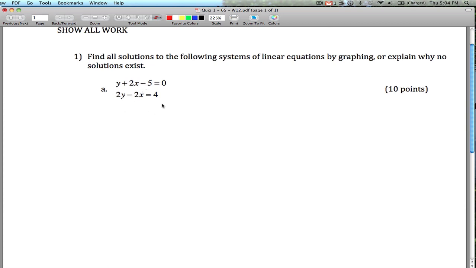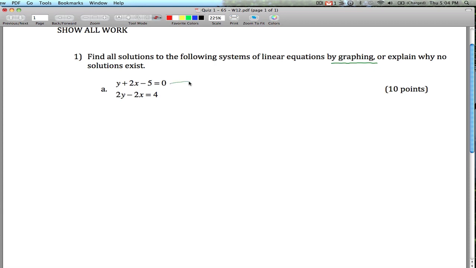Part A, find all solutions to this system of linear equations by graphing. Hopefully you paid attention to that. We got to do it the 4.1 way. Or explain why no solutions exist. So maybe when we graph one of these, they'll be parallel and there'll be no solutions. We'll see. So to graph, this right here is kind of hard to graph, but if we get it into y equals mx plus b form, it's not so bad.